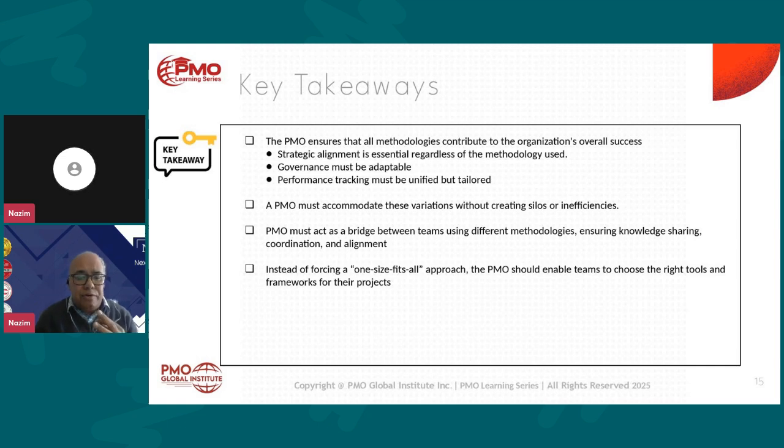We must also have performance tracking that should be unified, because you have several methodologies providing different KPIs, and then you have to unify them in an understandable way. The PMO must accommodate this variation without creating silos or inefficiency. It seems to be obvious, but not really. Sometimes we are facing some silos, and the teams across the different methodologies, they don't understand each other.